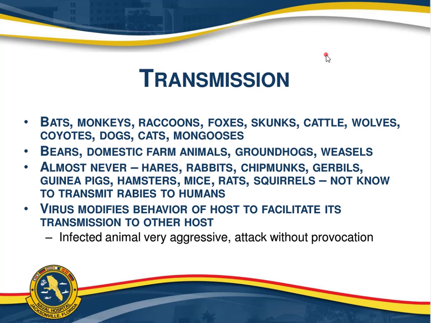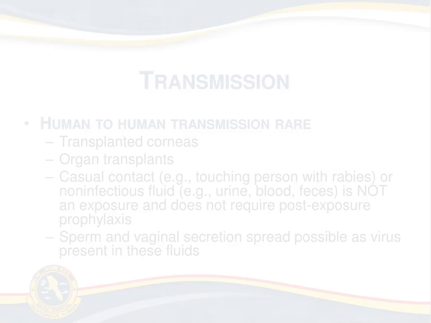Bats, monkeys, raccoons, foxes, skunks, cattle, wolves, coyotes, dogs, cats, mongooses. We had mongooses underneath the housing units, the CLUs, containerized living units, which are these big metal boxes we lived in in Africa, and so you wonder if those things have rabies. Also bears, domestic farm animals, groundhogs, weasels. It's almost never in hares, rabbits, chipmunks, so these animals probably do not have it. The infected animals are usually very aggressive and attack without provocation.